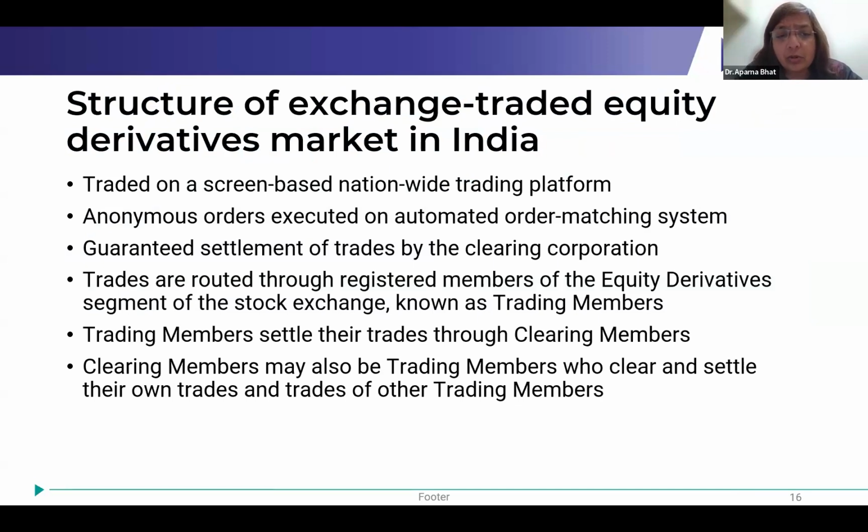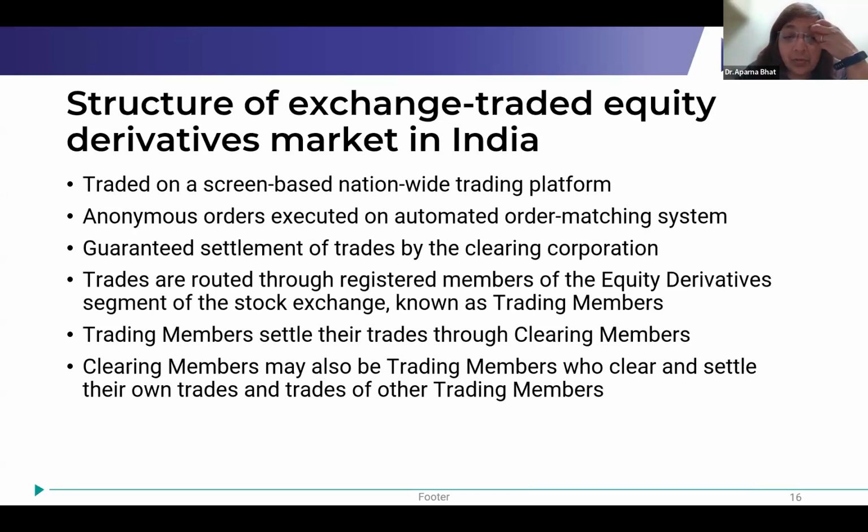There are anonymous orders executed, right? Obviously, because it is screen-based, the buyer doesn't know who is the seller and vice versa. There is an automated order matching system which matches the buy and sell orders. And all these trades are guaranteed settlement. The settlement of all these trades is guaranteed by the clearing corporation, which is an arm of the exchange.